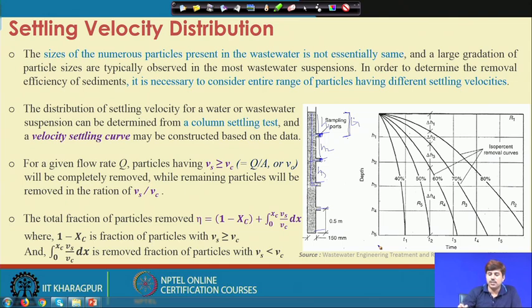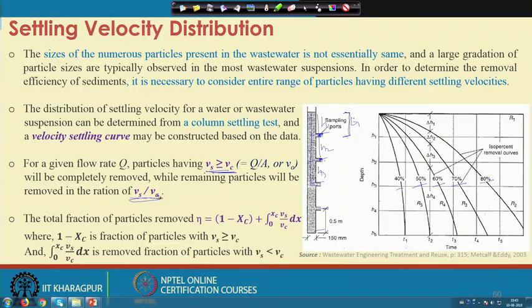We basically draw iso-percent removal curves: the 80% removal curve, 70% removal curve, 60% removal curve, 40% removal curve, and based on that we can analyze it. If we want to know the total efficiency of the tank for a given flow rate Q, the particles having settling velocity greater than or equal to critical settling velocity will be completely removed, as we were just discussing, while the remaining particles which have settling velocity less than critical settling velocity will be removed in the ratio of Vs versus Vc.